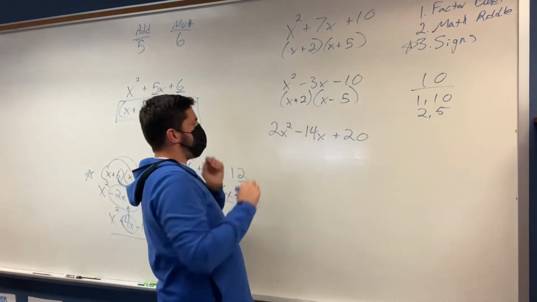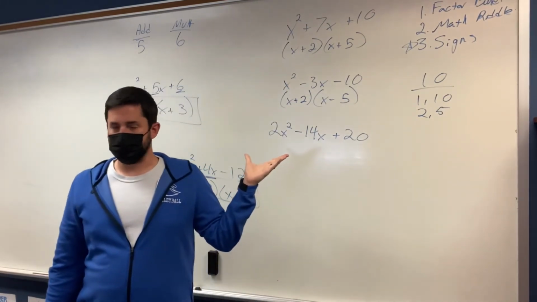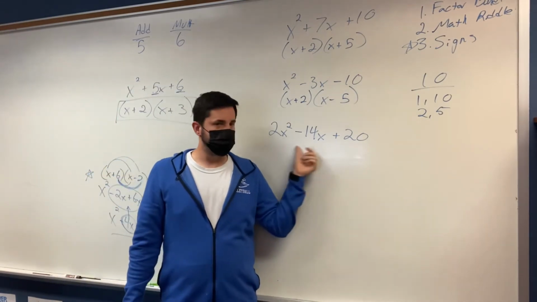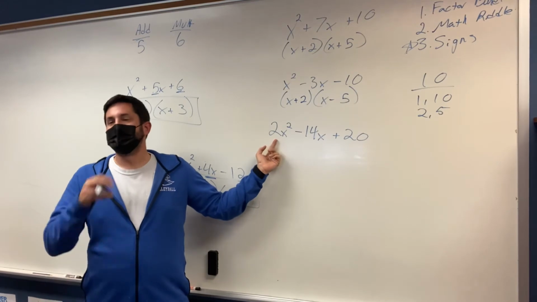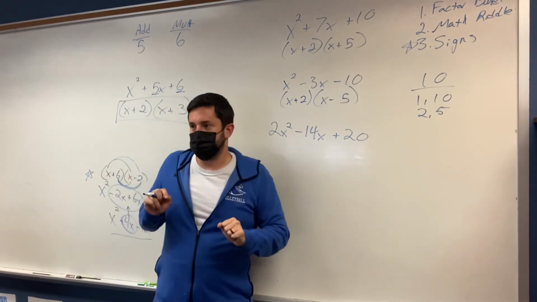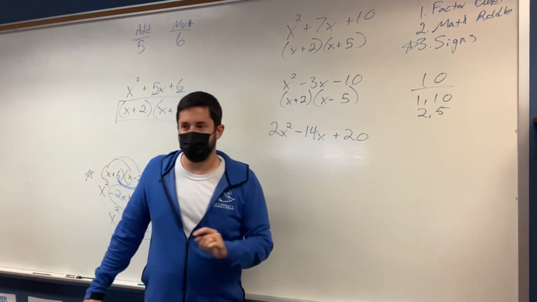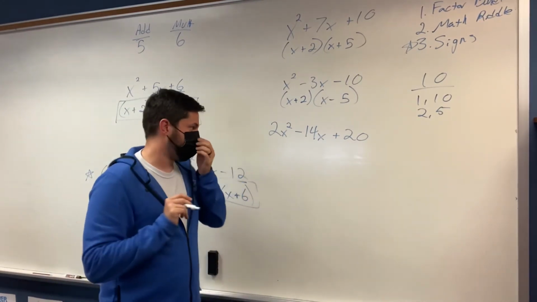All right. That's the answer done. Now, what's weird about this one? Big finale example here. What's weird about this? Ooh, a 2x squared. There's a number in the front. This is a big problem, and this is actually one of my favorite parts of factoring, whenever there is a number in the front. There's 2 ways to fix it. This is the easy way, and we'll get into the hard way later on.